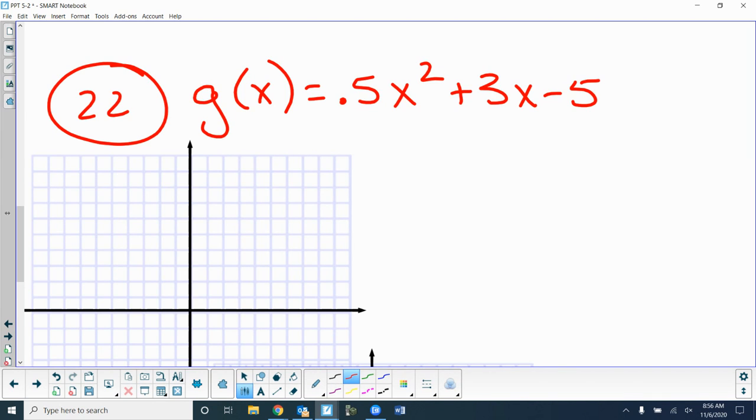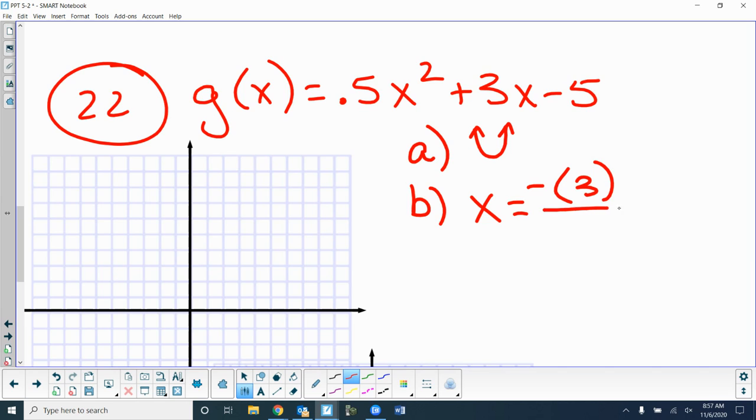All right, over here. A, up or down? Up. Positive 0.5. B, axis of symmetry. X equals negative B over 2A. What's 2 times a half? 1. So what's negative 3 over 1? -3.